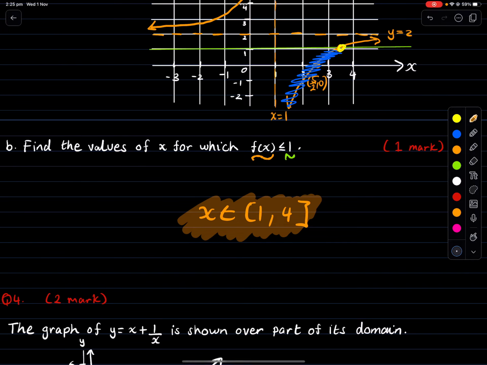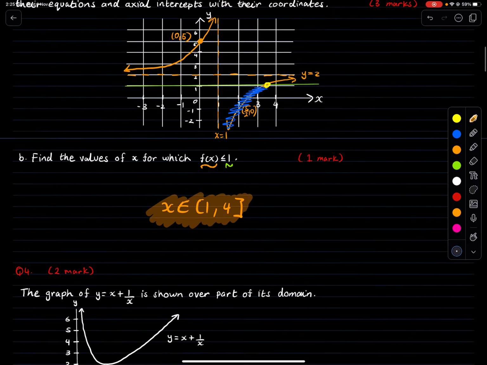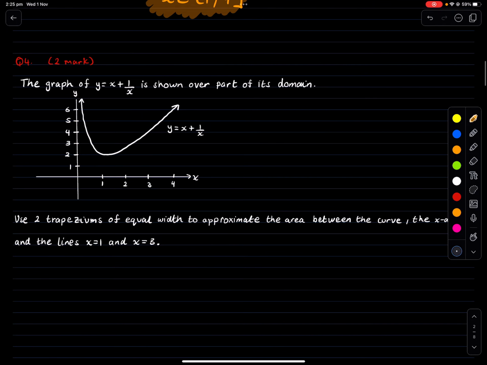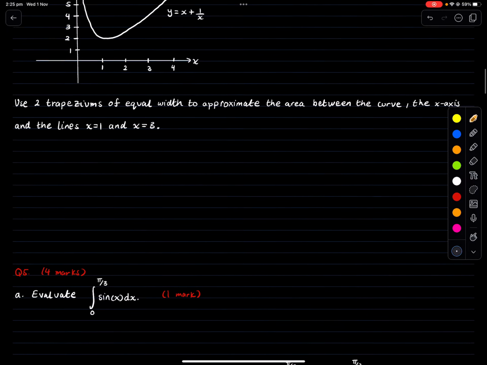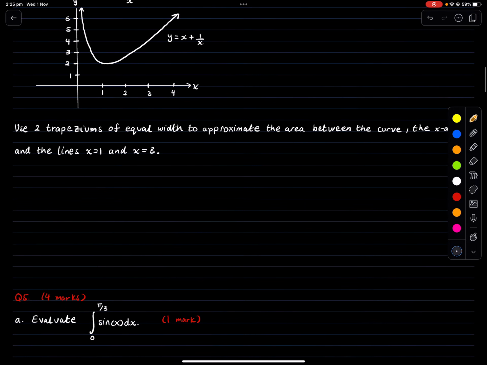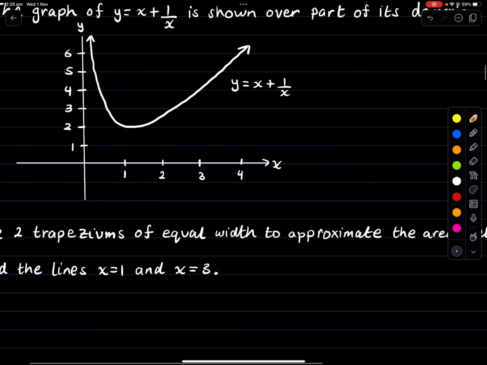Alright. So next question. Question 4. The graph of y equals x plus 1 over x is shown over part of its domain. Use two trapeziums of equal width to approximate the area between the curve and the x-axis and the lines x equals 1 and x equals 3. So this is what's happening. At the line x equals 1, which is here, and x equals 3, we want to create two trapeziums. These create two trapeziums over here. So each trapezium's width is 1, as shown here.